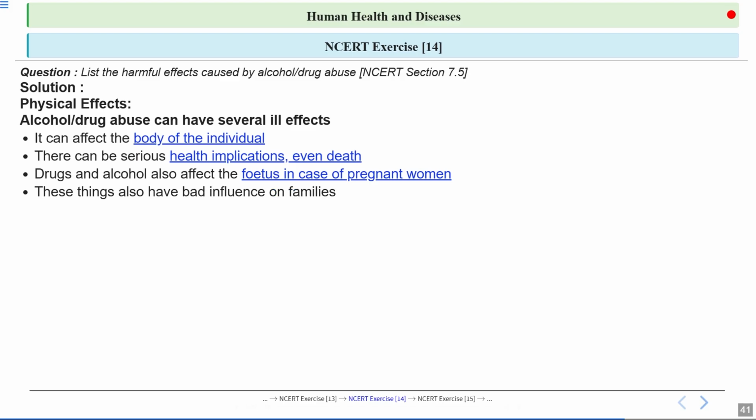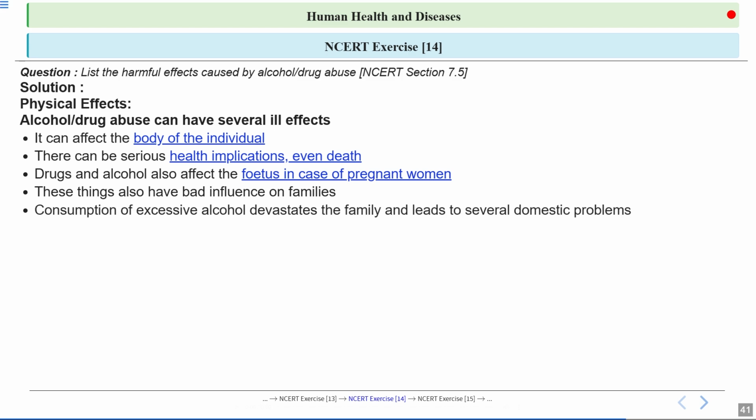Now, these things also have a bad influence on families. Substance abuse, or drug and alcohol abuse, often leads to arguments, mistrust, and emotional pain. The family, which should be a support system, can become a source of stress. Now, consumption of excessive alcohol devastates the family and leads to several domestic problems. This can include financial issues, violence, and breakdown of relationships.